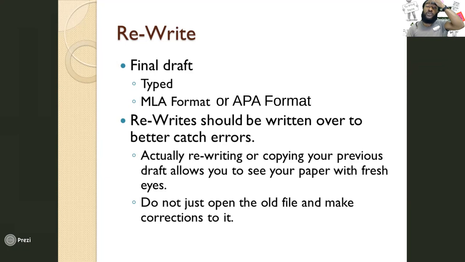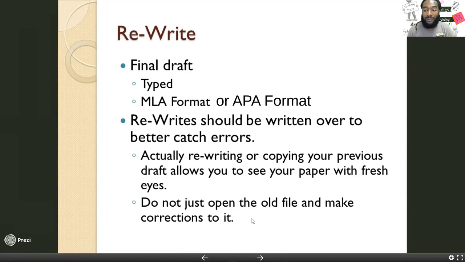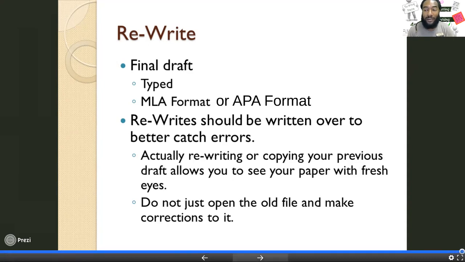And that's because you don't want to be judged about your paper before it's even read. And of course, they say you shouldn't judge, but we judge all the time. So it's just reality. So make sure your final draft is as perfect as possible.